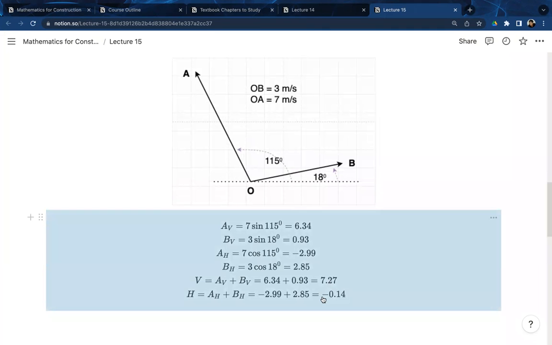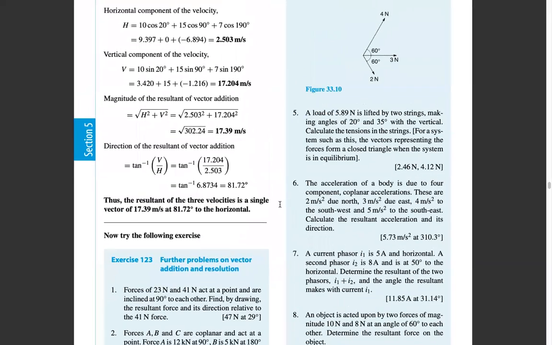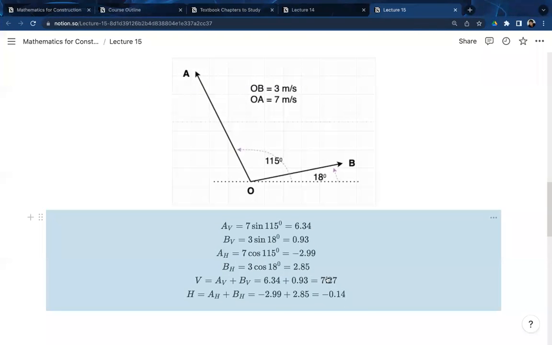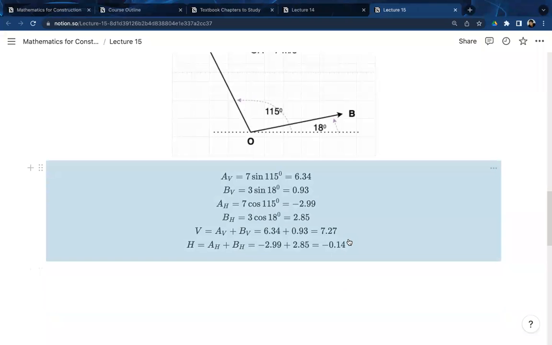It has no component pointing to the right, because the total horizontal component is negative. So this means it's going left. So we apply the formulas here. The resultant is the square root of h squared plus v squared. This is very tiny, so the resultant could be almost 7, right?